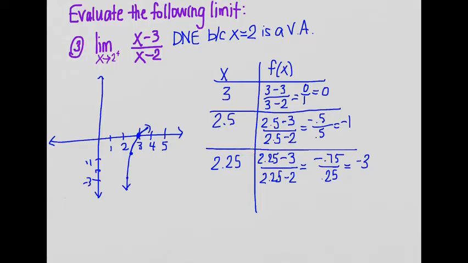I know it's a vertical asymptote because x equals 2 would make the denominator 0. And now that I see, as I come in from the right, by making a table of values and graphing it, it just really solidified the visual that this answer would be negative infinity.